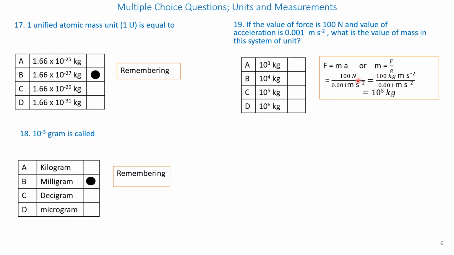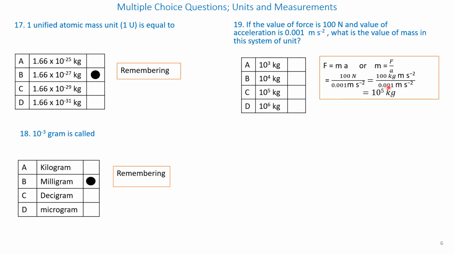So force F is given as 100 newtons and acceleration is 0.001 meters per second square. We know 1 newton is equal to kg meters per second square. You put the value as 100 kg meters per second square divided by 0.001 meters per second square. Meters per second square in numerator and denominator gets cancelled. Therefore, what is remaining is 100.